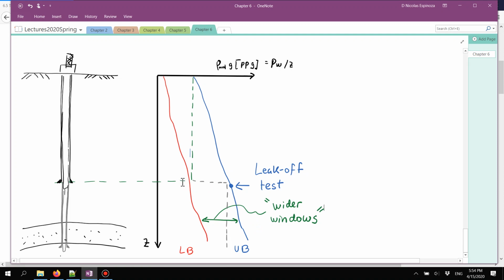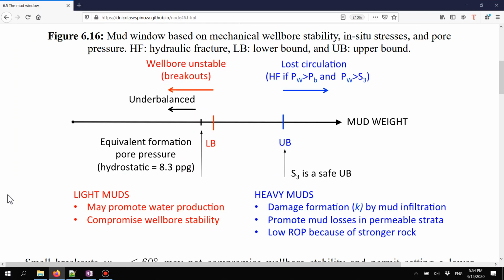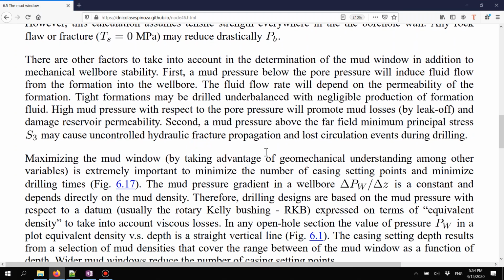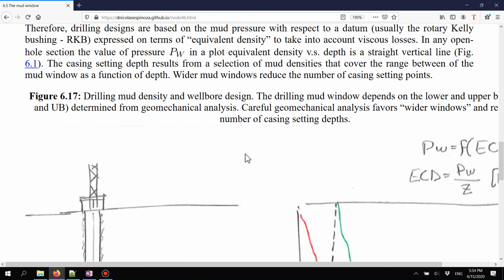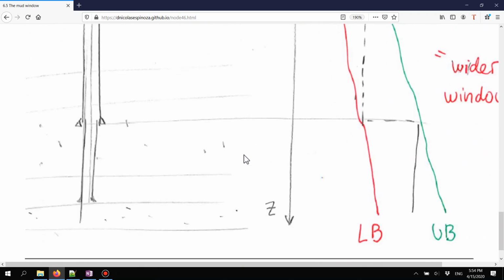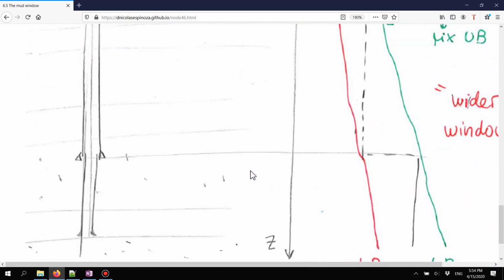All right, so with this, we finished the discussion about the mud weight. And here in my notes, you will find a few more things relevant to this problem.